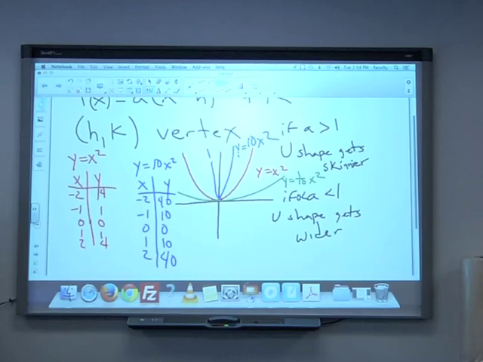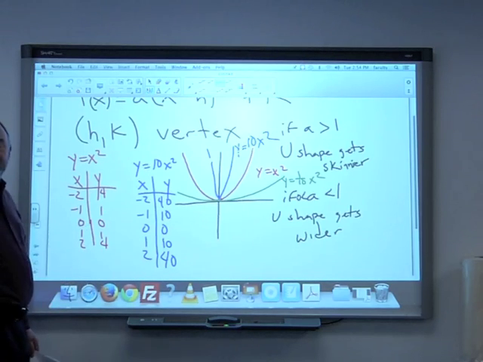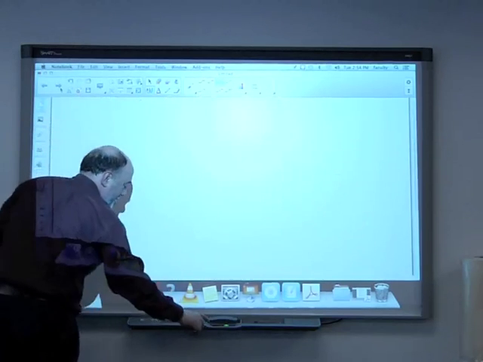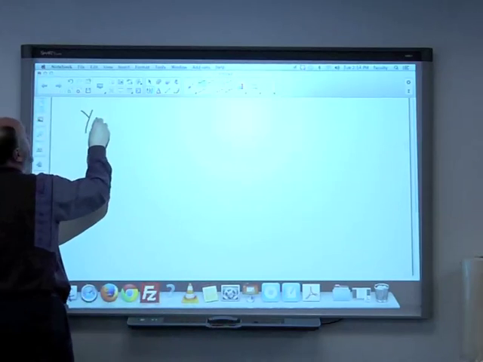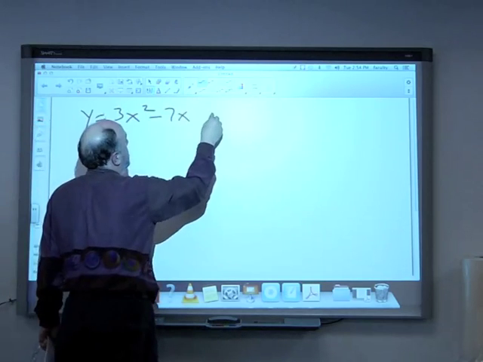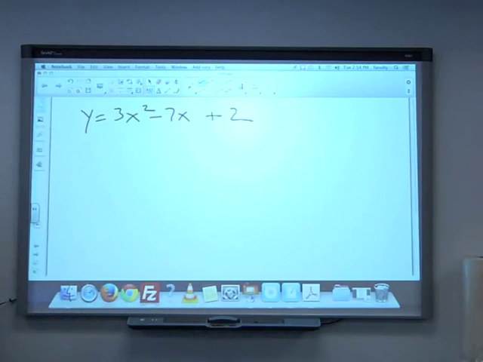So now, given a regular quadratic equation, how do I change it from that form into this form? Everybody got all that before I change the page? For example, let's say we have this equation, y equals, that's my equation in the general form. I want to change it into that other form.